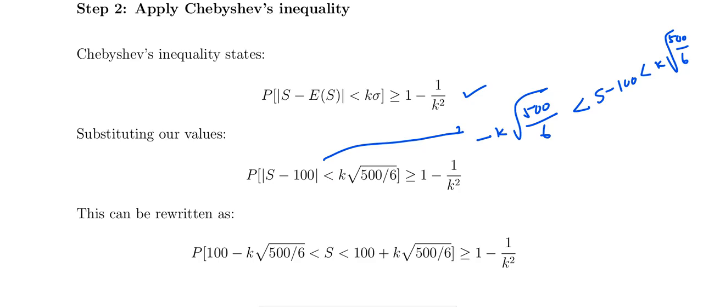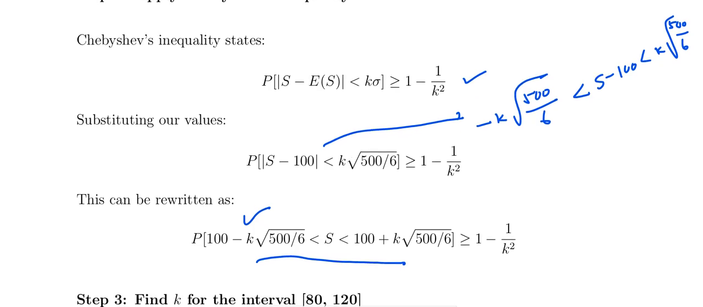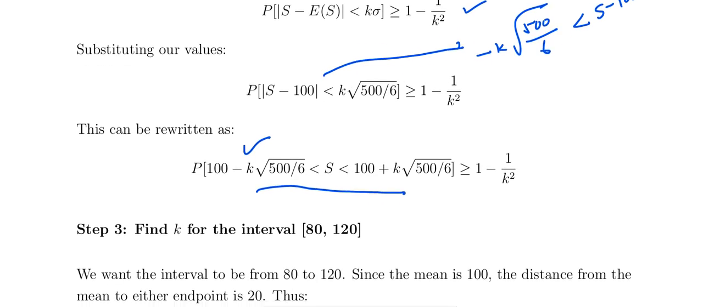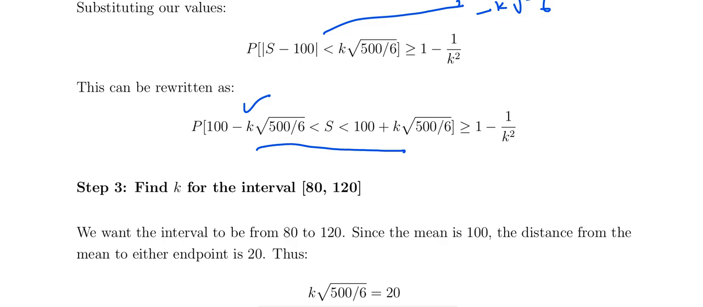If you add 100 to all three, what you get is 100 minus k by root of 500 by 6 less than s less than 100 plus k by root of 500 by 6. There is the probability of this one is greater than or equal to 1 minus 1 by k square. They have given this. What have they asked? They have asked for the lower bound. Why have they asked for the lower bound?